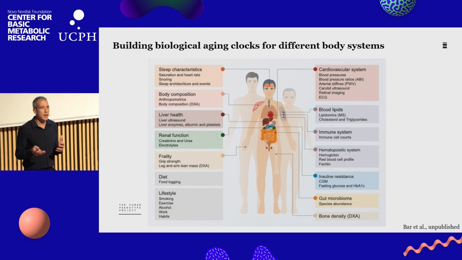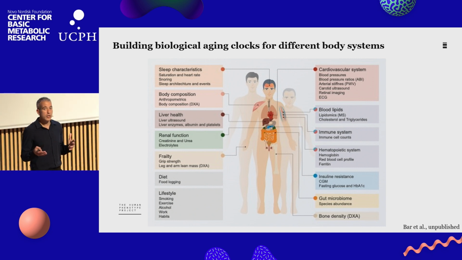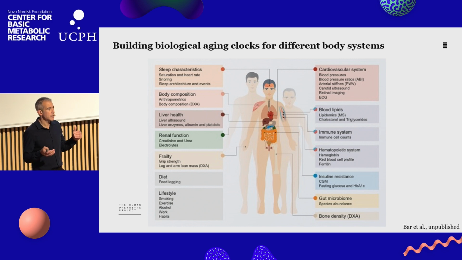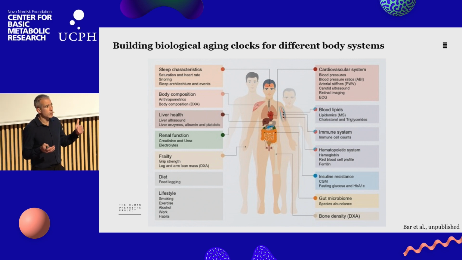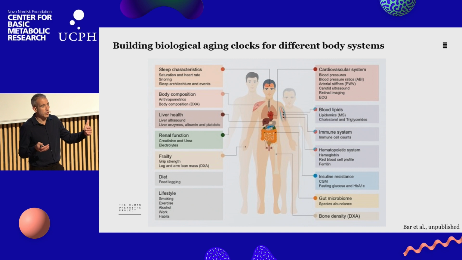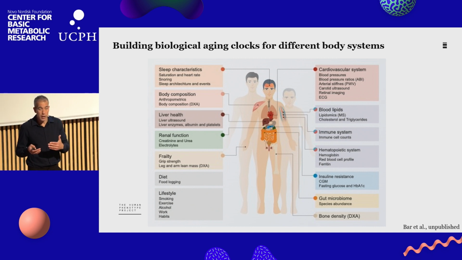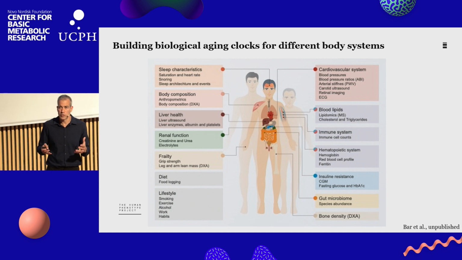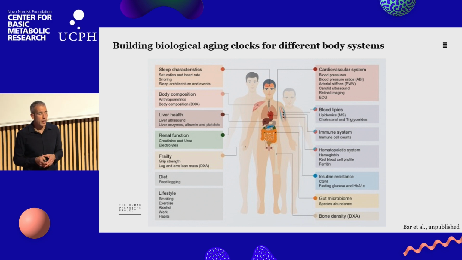Interestingly, we found that these clocks were by and large independent from each other, meaning that if in one individual, one body system is aging faster, it doesn't necessarily mean that another body system will age faster. This is a result that somewhat surprised us.